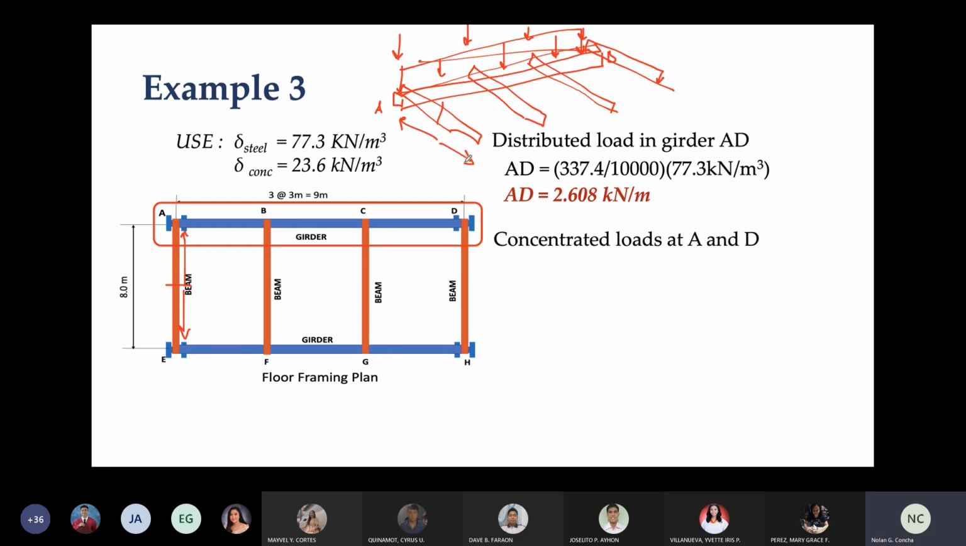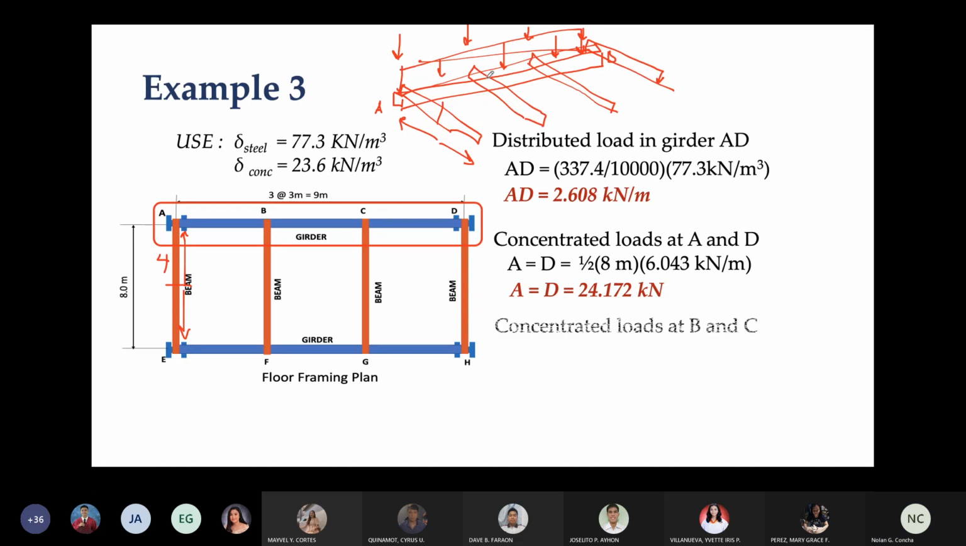And so, the concentrated loads at A and D will be half of the 8 meters length. So, 4. Half of 8 meters, which is 4, multiplied by the uniform load, that will be the concentrated force here. And then on the other side, at B and C, again, half of 8, multiplied by the distributed load. And so the concentrated load is 14.412.